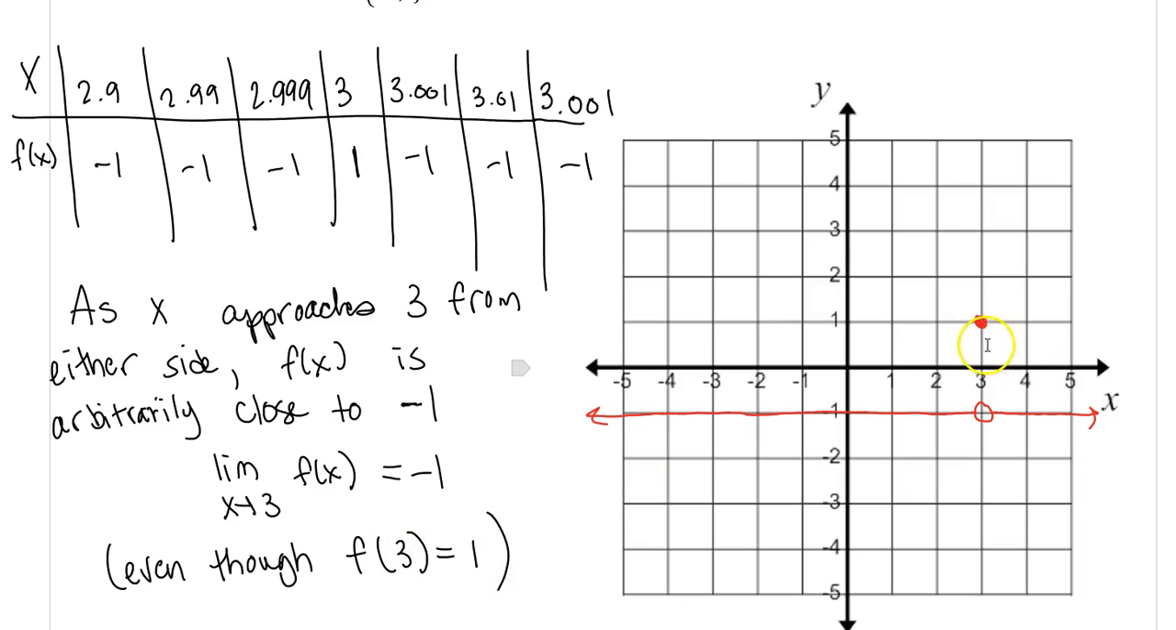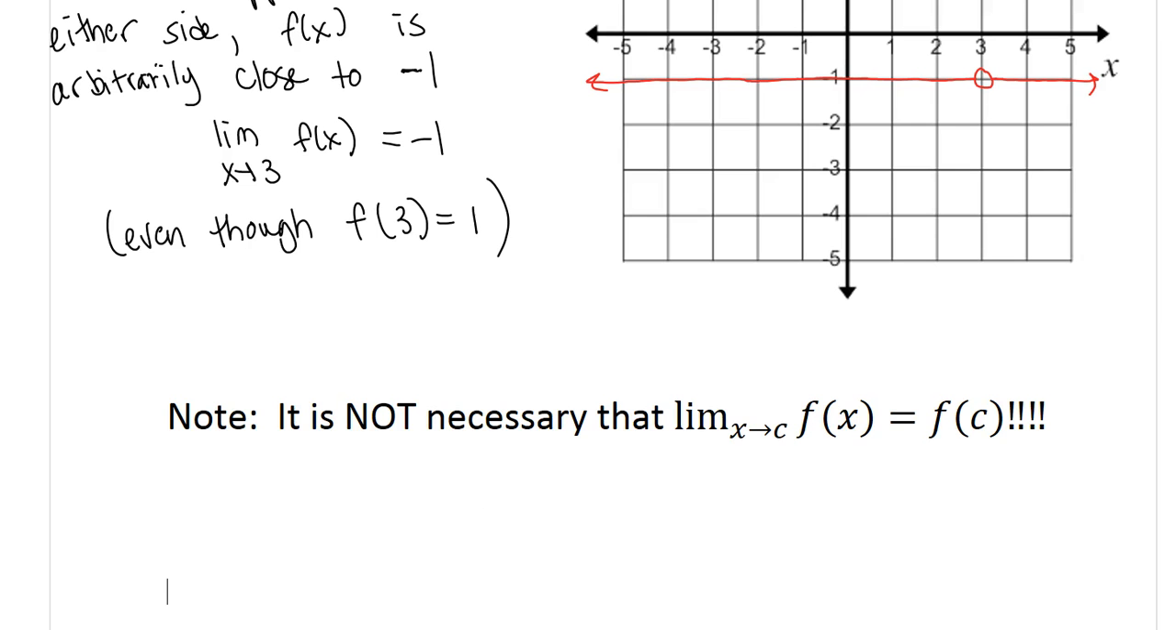In some cases, the value of f doesn't matter if the line is not approaching that value from either side of x. So if you look at the graph, as we come in towards x equals 3 from the left, it's approaching this empty circle here at -1, and the same thing on the right. So this means that even though f of 3 is equal to 1, the limit as x approaches 3 of f of x is equal to -1. So this example illustrates a very important point. It is not necessary that the limit as x approaches c of f of x be equal to f of c.